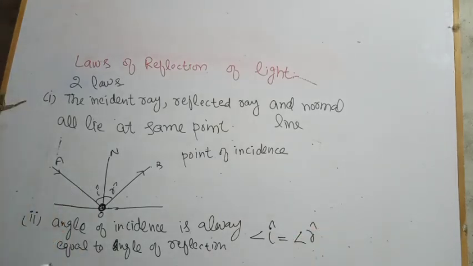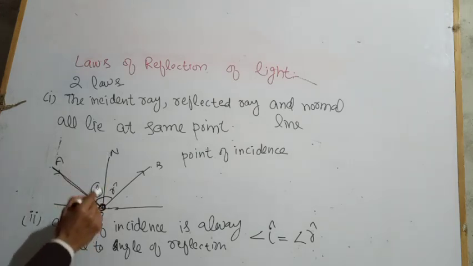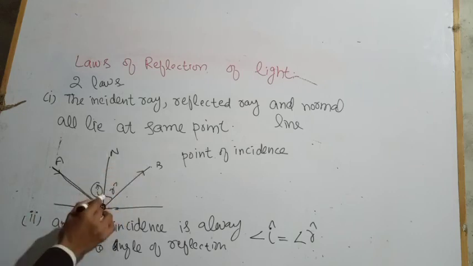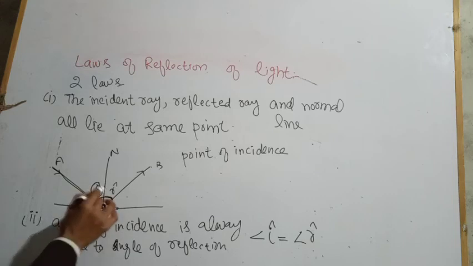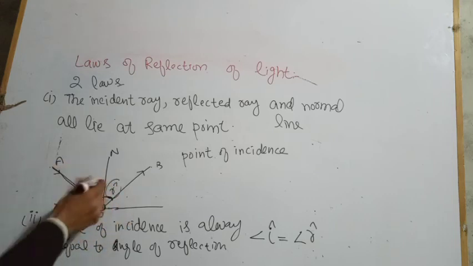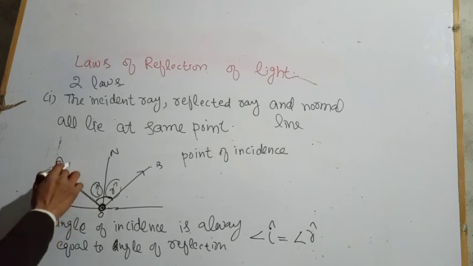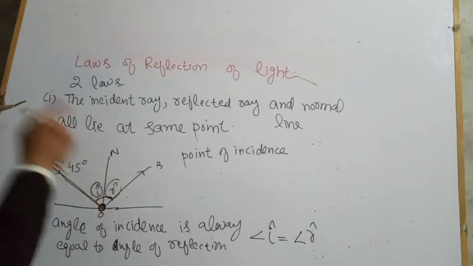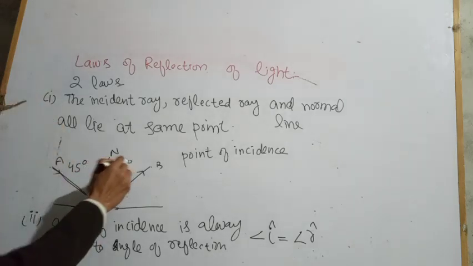If you see in the figure discussed above, here the angle of incidence with the normal, which is represented by i, and the angle of reflection with the normal line, both the angles are equal, both the angles are the same. For example, if the incident ray is making an angle of 45 degrees, the angle of reflection will also be 45 degrees.